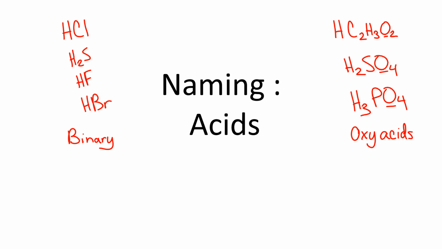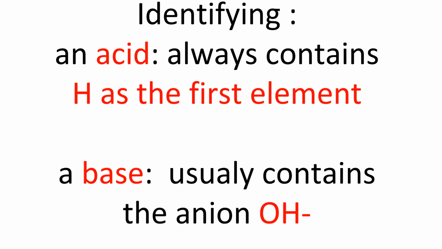All right. So now, of both sets of lists, what's the one thing that you see in common in both lists? Hydrogen, and specifically, where is the hydrogen located? At the front of the formula. All right, so identifying an acid: it always contains hydrogen as its first element.